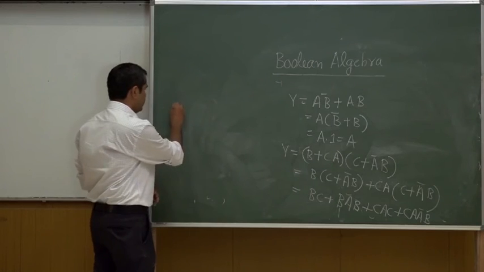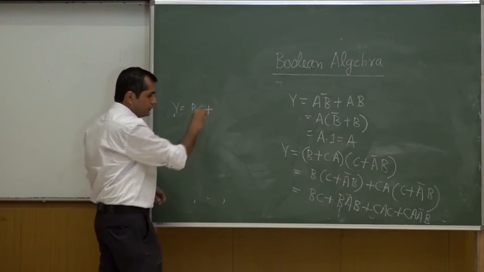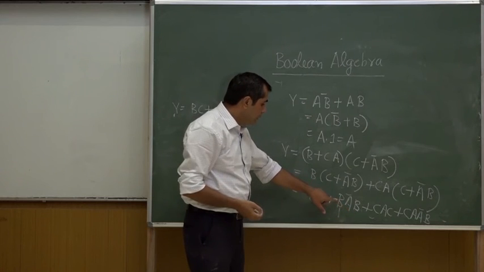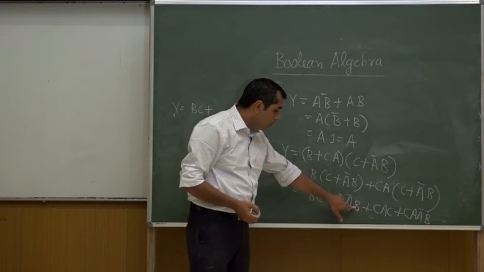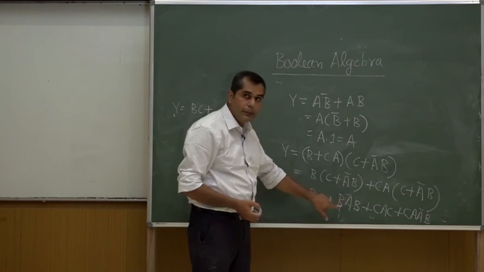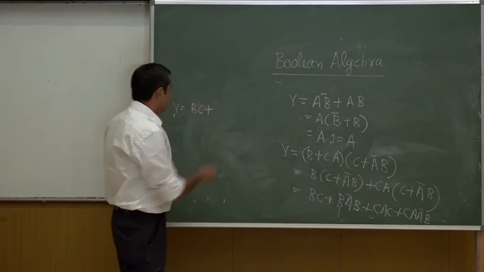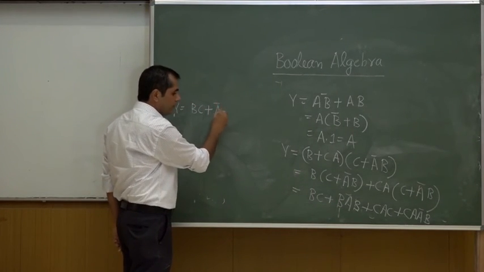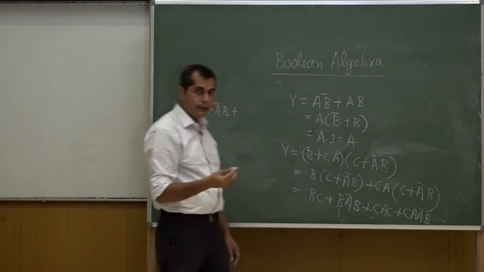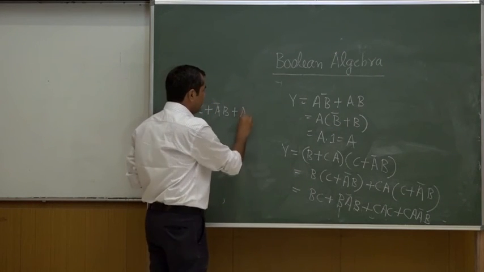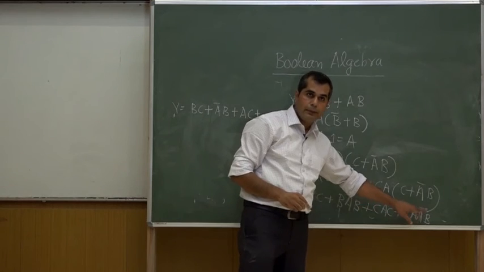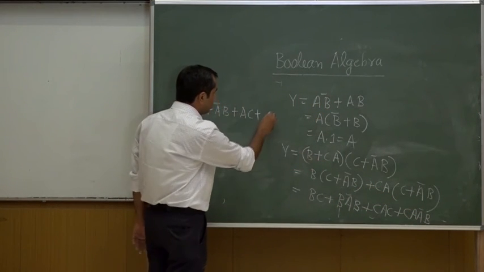So I can write here Y is equal to BC plus, what about this B A bar B? B into B is always 1. Okay, it is B A bar B. You know that B into B is always B. So I can write it A bar B or B A bar, both are same. Okay, so it is better to write A bar B, A comes first. Then AC, C A C, C C, and C into C is C, and therefore it becomes AC. And finally this A A bar becomes 0, so C A A bar C becomes 0. C A A bar B becomes 0.